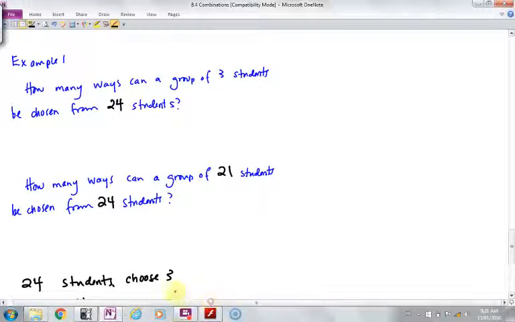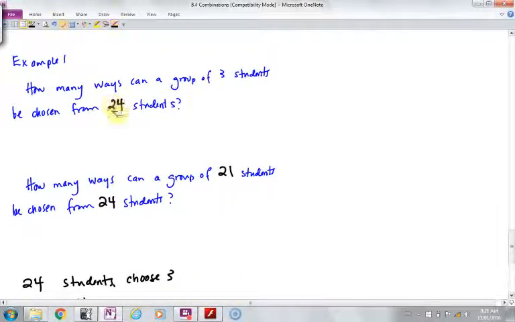All right, so let's say I have 24 students. Let's see how many students I have in this room right now. 1, 2, 3, 4, 5, 6, 7, 8, 9, 10, 11, 12, 13. I have 26. So let's say I have 26 students in this room.